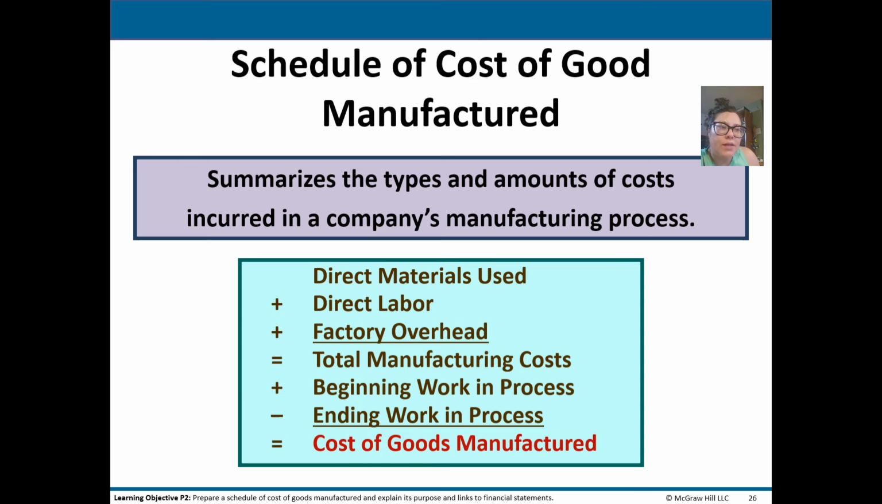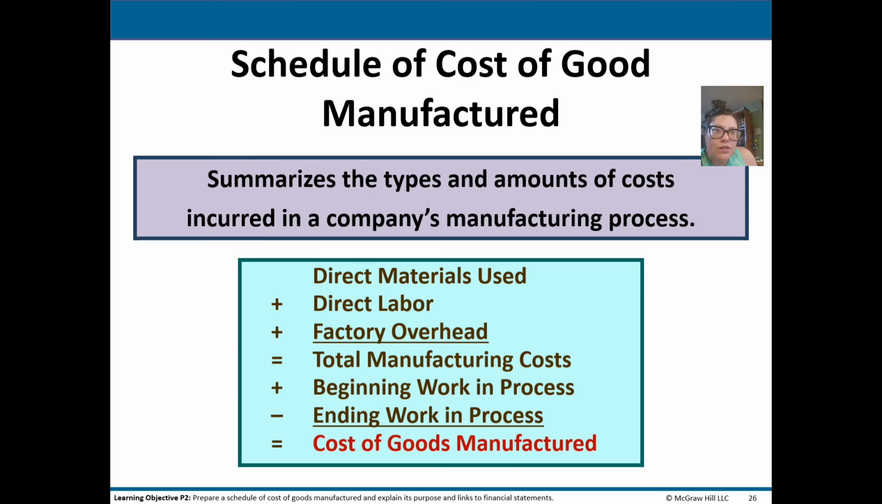Okay, so let's break it down and look at the individual schedules. So the schedule of cost of goods manufactured. Managers of manufacturing firms will analyze the product costs, and their aim is to make better decisions about materials, labor, and overhead, right? And they want to reduce the cost of goods manufactured because that will improve income. So your manufacturing activities are described in a report called the Schedule of Cost of Goods Manufactured. It's also called the manufacturing statement or the statement of cost of goods manufactured.